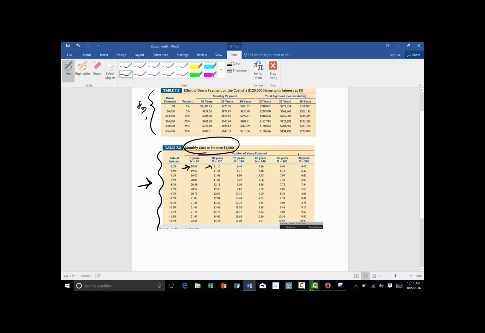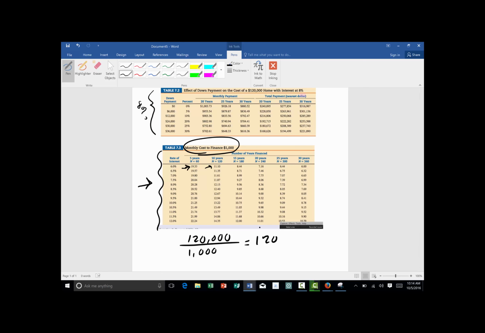So let's say you were going to do $120,000 just like we did before. Now, $120,000 on my chart. My chart is for every $1,000 that I finance. So $120,000 divided by 1,000 is 120 of those. So we're actually financing $1,000 120 times, if that makes sense.